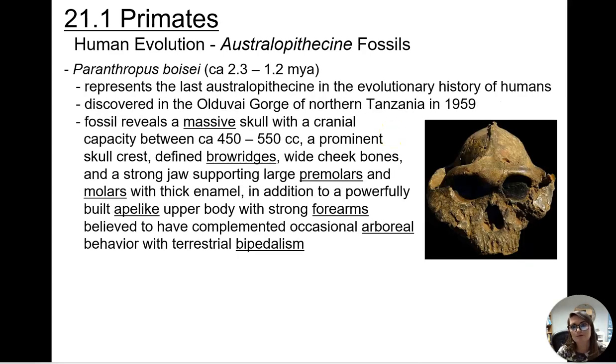Next, we have Paranthropus boisei. That's going to appear 2.3 to 1.2 million years ago. They represent the last Australopithecine in the evolutionary history of humans.